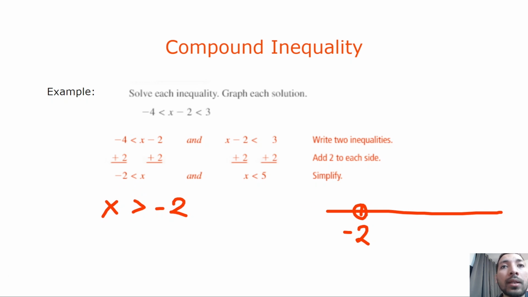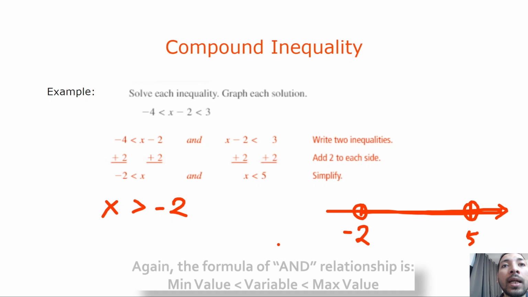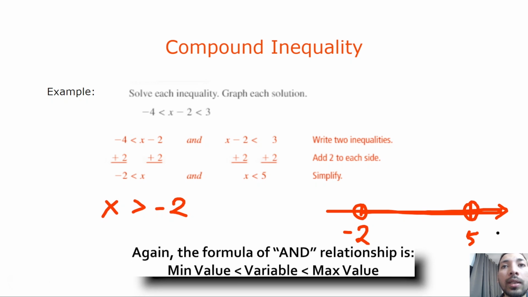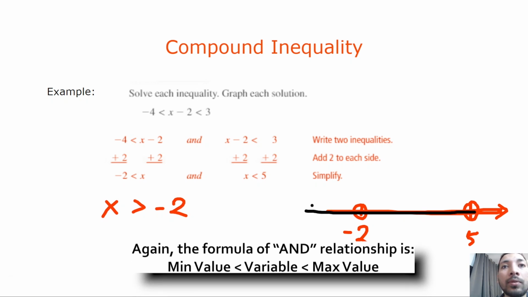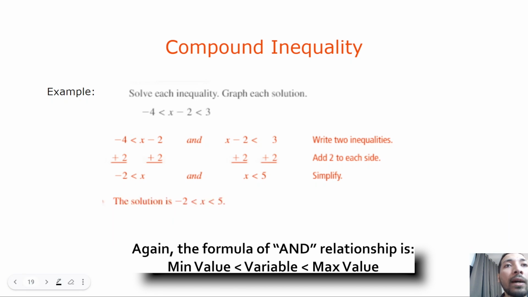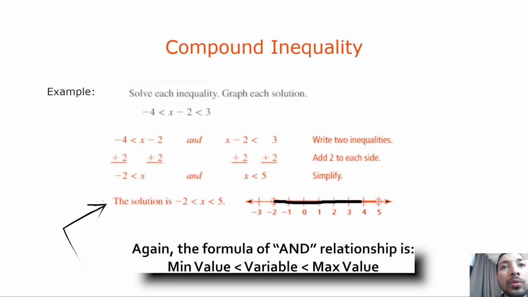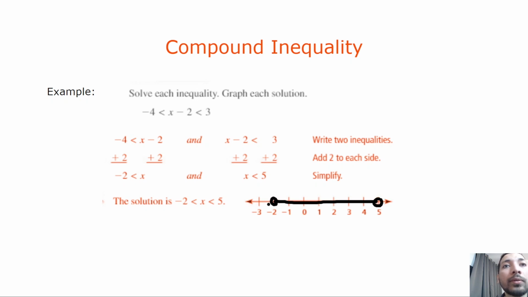So just make an open circle and go all the way to the right. And this one, x less than 5, let's say 5 is over here. In this case, we also make an open circle for 5 and go all the way to the left. So the overlapping region is this section. So if you want to graph this solution, we have negative 2 to 5, and both would be an open circle over here.